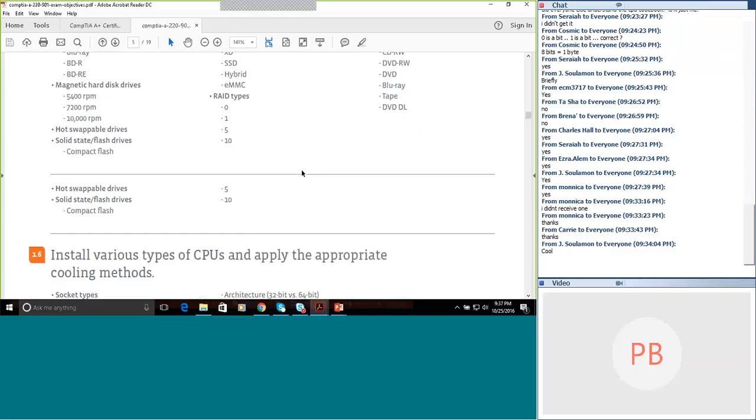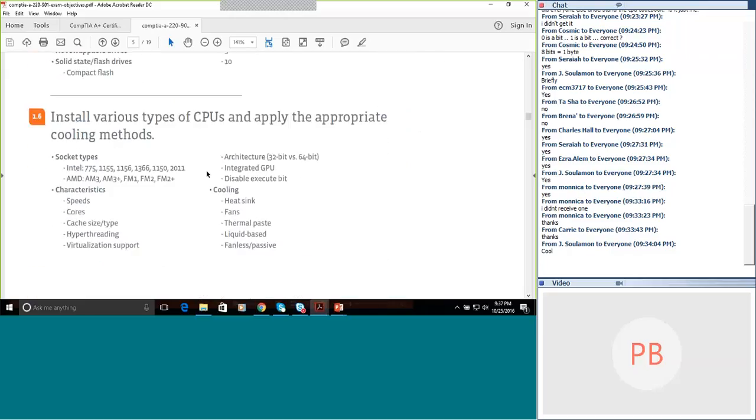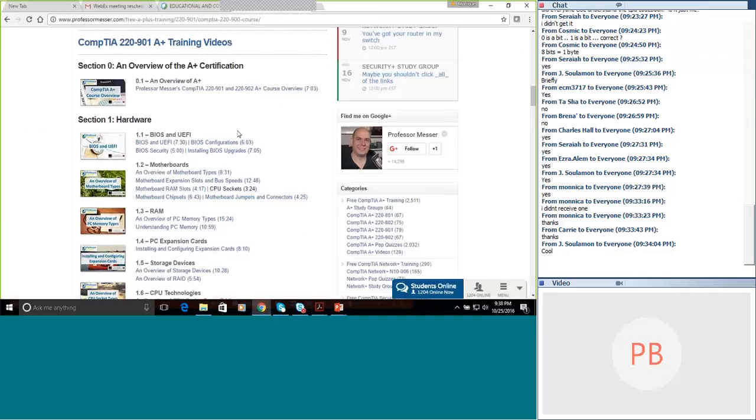Right. So you see here we got different socket types. We need to know the 775, the 1155, the 1156, we're going to talk about all of those. When it comes to CPUs, that's what you need to know, because let me show you something else.